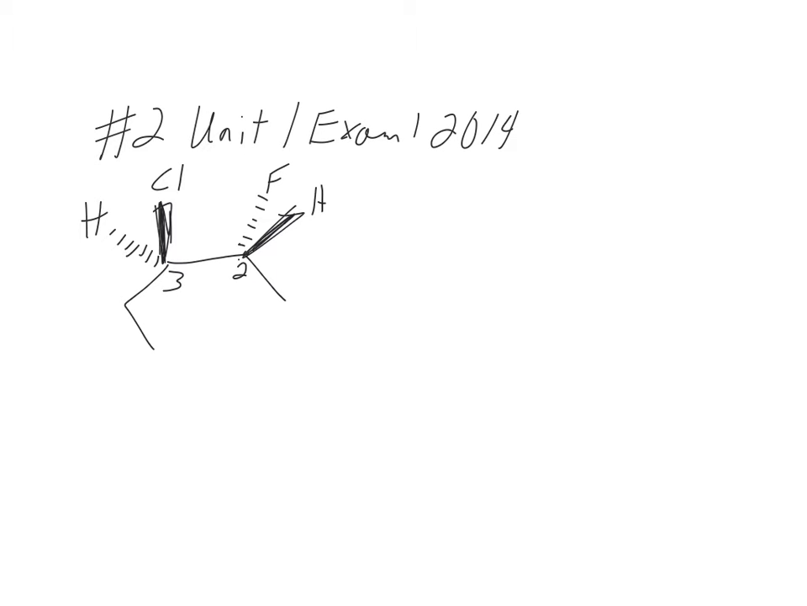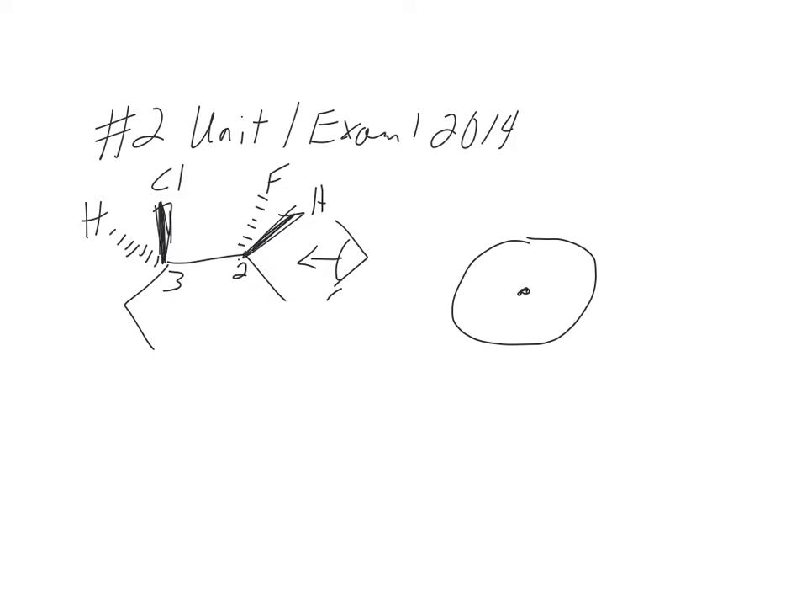Okay, so here's this, they call it the sawhorse model. And we want it to look down from C2 to C3. So I would want to put my eyeball going this way, looking down that way. So I always start off with the Newman projection, right? Draw a circle.